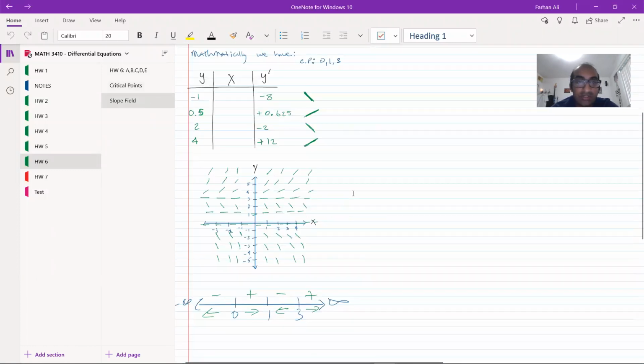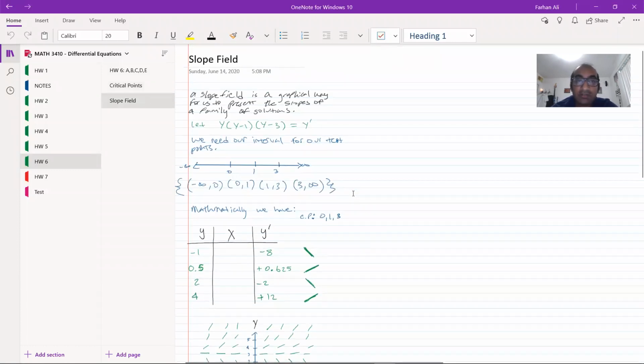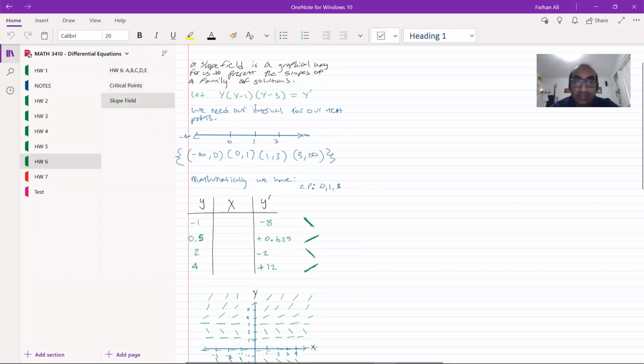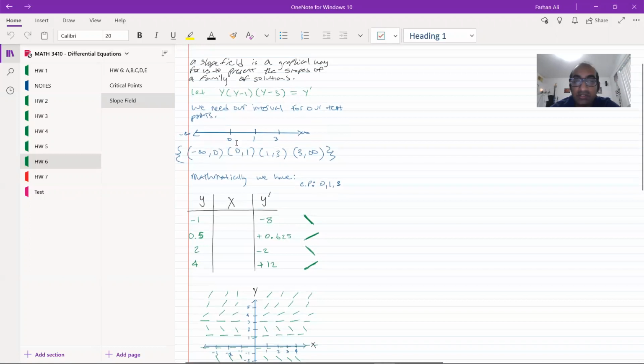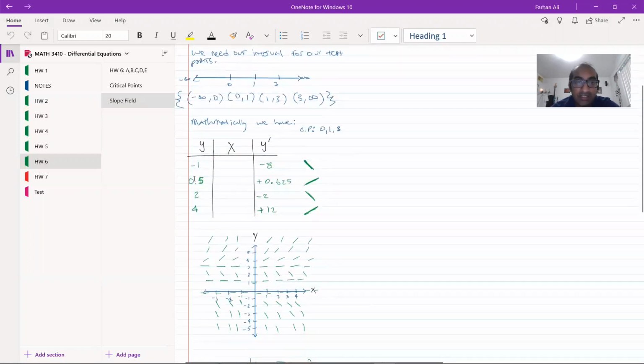So now we can move on to the slope field. The slope field is a graphical way for us to present the slopes of a family of solutions. So we have our y prime equation here, and we determined our critical points were going to be 0, 1, and 3. I placed them on this number line here, with infinities on the edges, negative infinity to infinity. And these are our 4 intervals. I first started by creating a table of values, and I just picked a number within each of those intervals to determine what the slope could be. And then we can study the behavior of these slopes.